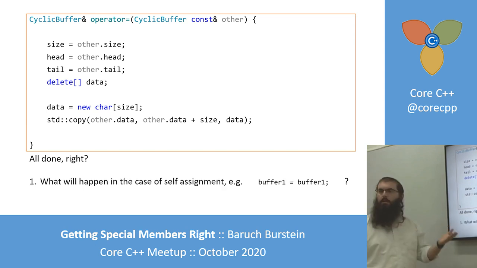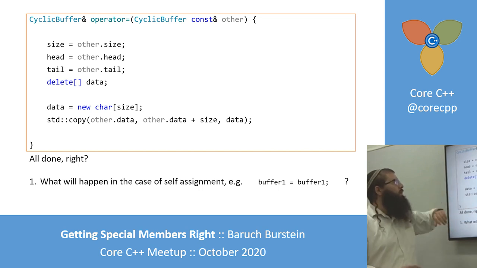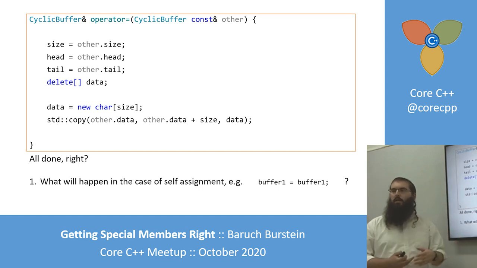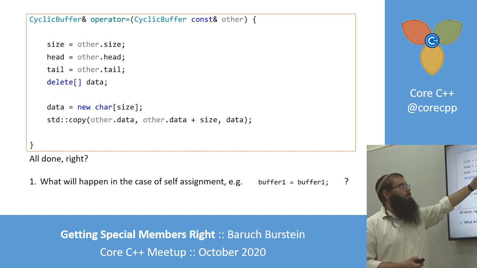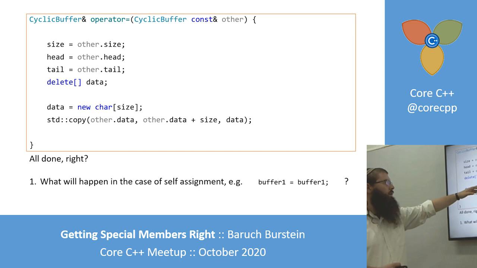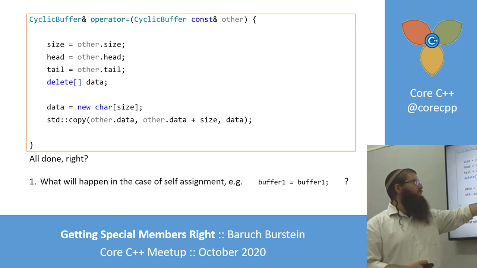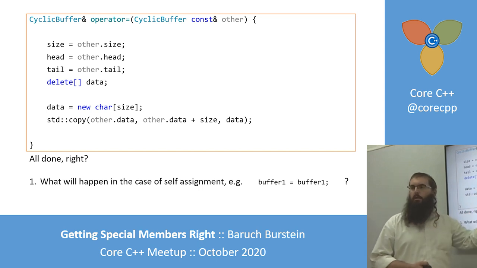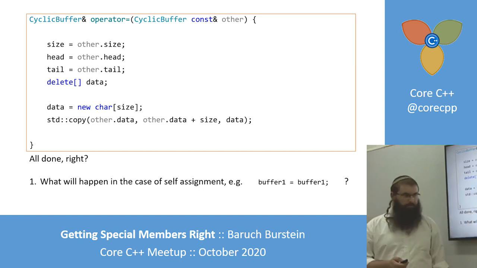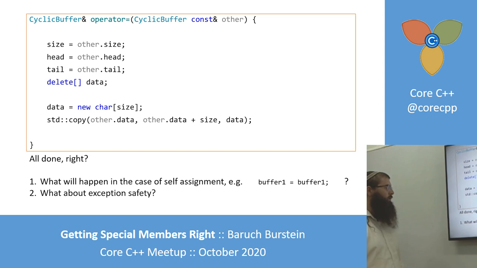If we have an object A, a type cyclic buffer, and we do A equals A, of course we're going to enter this function. We are going to delete the data, and then we're going to try to copy from other dot data, which is the same pointer. You should check. So we have to put a check for self-assignment.